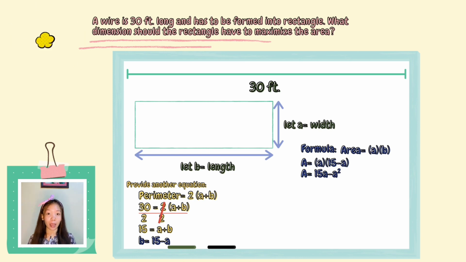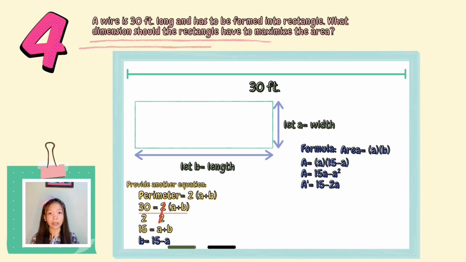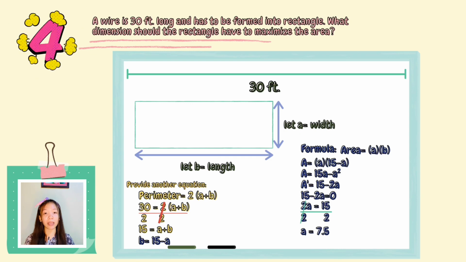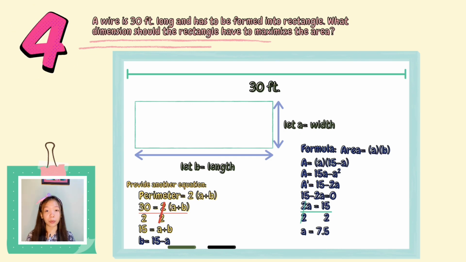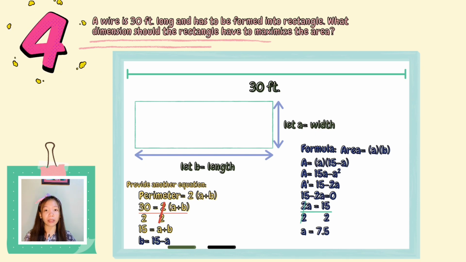For our fourth step, we need to differentiate the function and equate it to 0. Now we differentiate the value of our area, 15A minus A squared. As we find the derivative of our area, we get the value of 15 minus 2A. Then we will equate 15 minus 2A to 0. After that, we will transpose negative 2A to the other side to make it positive. We have 2A equals 15. What we're going to do to find the value of A is to divide both sides by 2. So now the value of A is 15 over 2 or 7.5.